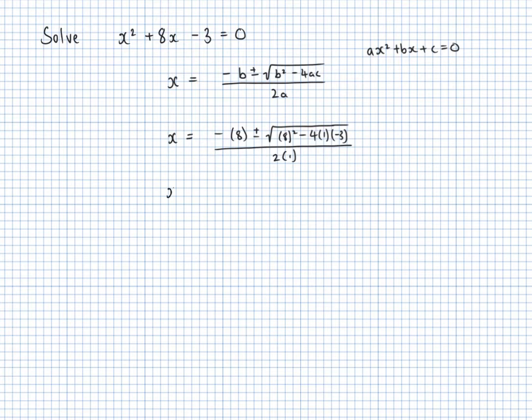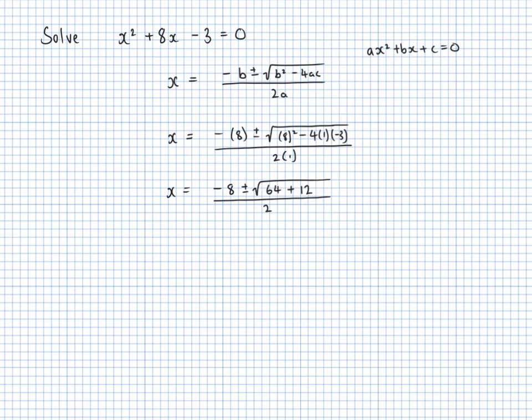So x is equal to negative 8 plus minus square root of 64. Now here I'm going to be taking away 4 times 1 times negative 3. 4 times 1 times negative 3 is negative 12. Taking away negative 12 is adding 12. So I've got add 12, all over 2.